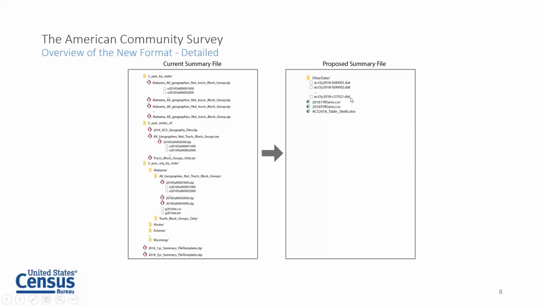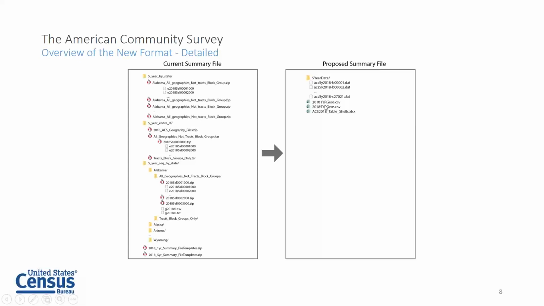And then also, we have the templates and other files we use with those data files. So on the right, we have this proposed summary file format. This is a high level view. This is showing 1 table per file. All of the data for that table would be in 1 file.